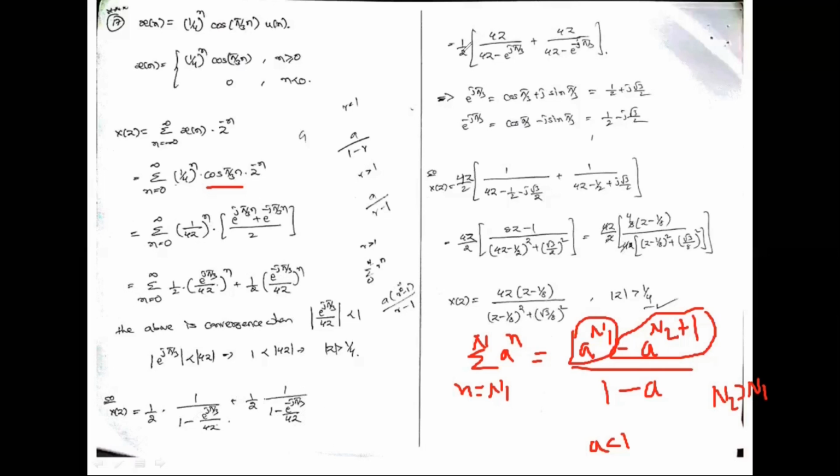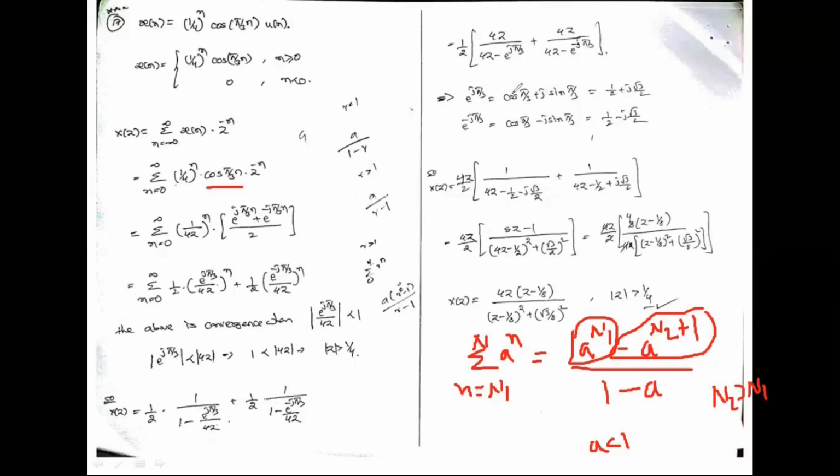Simplify. Common of 1 by 2. Take the 4z as the LCM here. 4z gets in the numerator: 4z minus e power j pi by 3, plus, and here also the 4z is there. 4z gets in the numerator: 4z minus e power minus j pi by 3. Now you can find what is the value of e power j pi by 3.